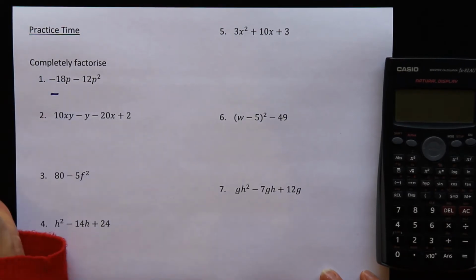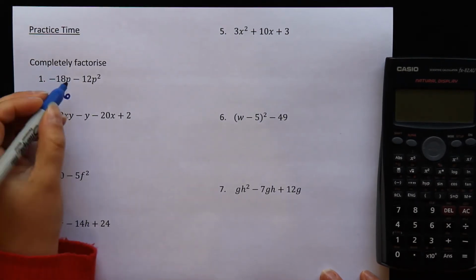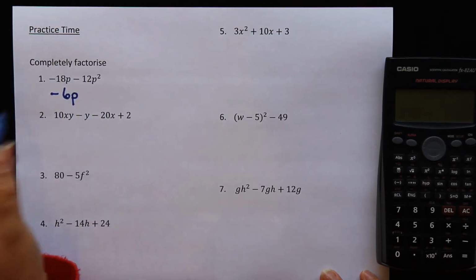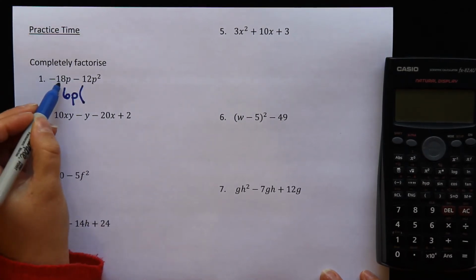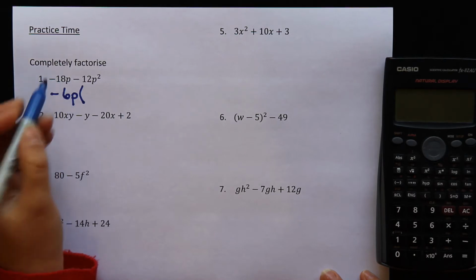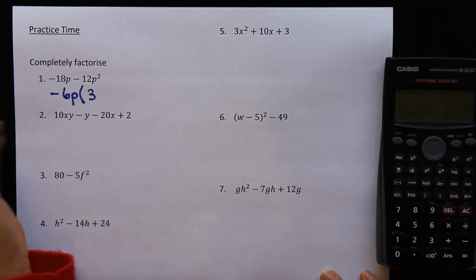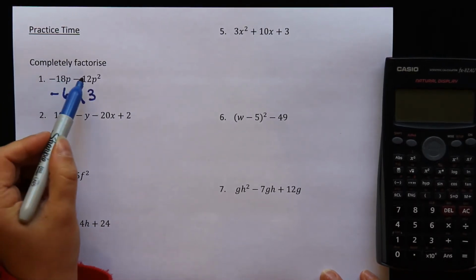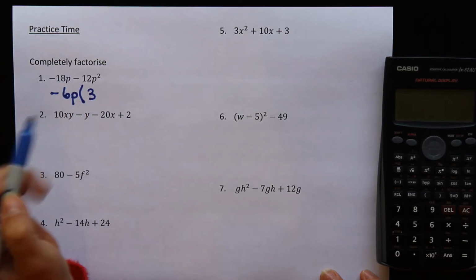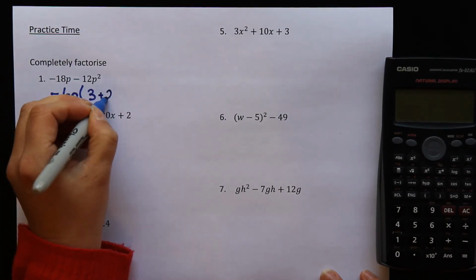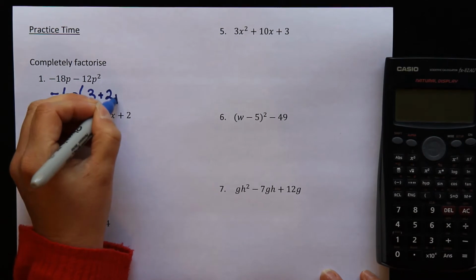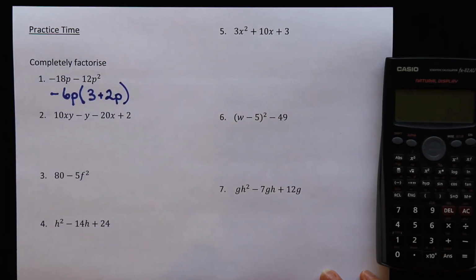A minus can be a common factor, 6 is a common factor, and p is a common factor. Inside the bracket, that would leave me with 18 divided by 6 is 3. I've taken the p, so that's all from the first term. Minus is gone, 12 divided by 6 is 2. I've taken 1p, so there'll be 1p remaining in the bracket. So that's it. First question was just taking out a common factor.